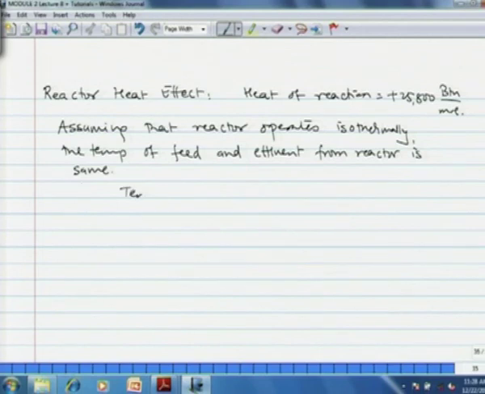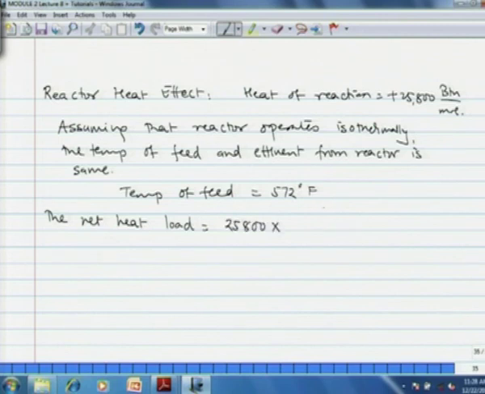We are given the temperature of feed as 572 degrees Fahrenheit. Therefore, the net heat load will be 25,800 into 100. This is BTU per mole and 100 mole per hour of reaction. So, this is 25,800 BTU per hour. So, this is the reactor heat load.